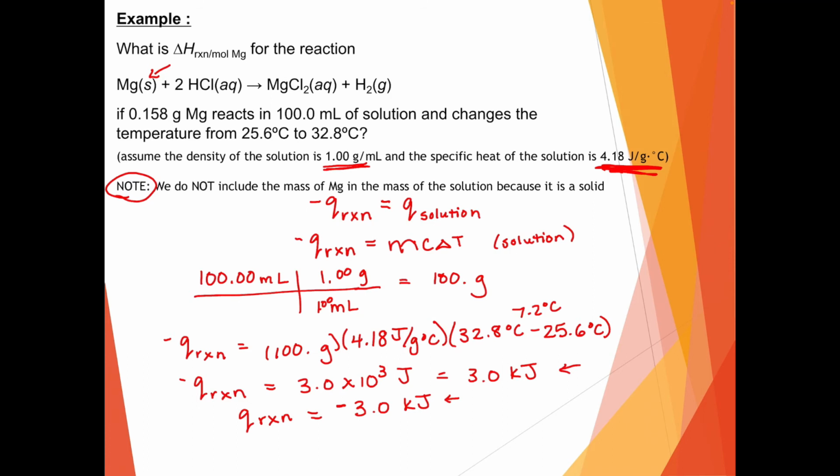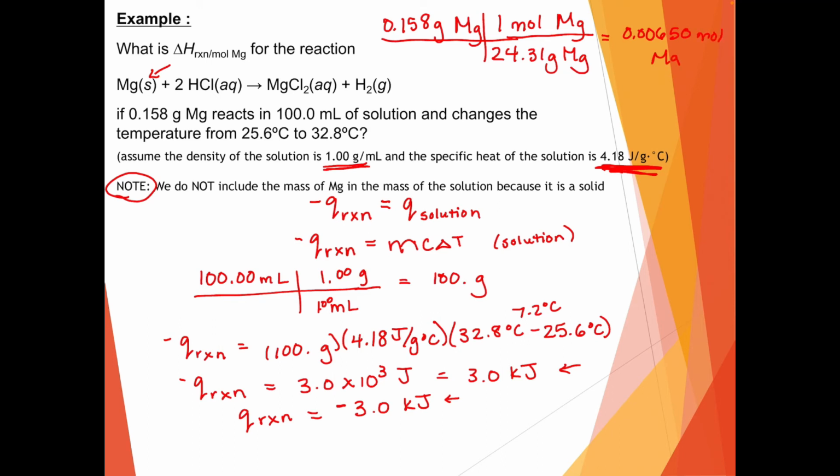Our last step, I'm going to actually do this at the top, is to turn our grams of magnesium into moles of magnesium. So we have 0.158 grams of magnesium, and we'll use our molar mass of magnesium to convert that into moles. So we will get that we have 0.00650 moles of magnesium. Now we can calculate our delta H value back down here.